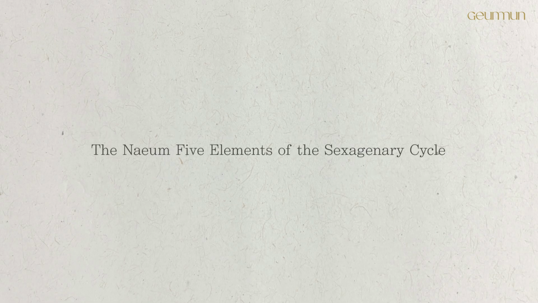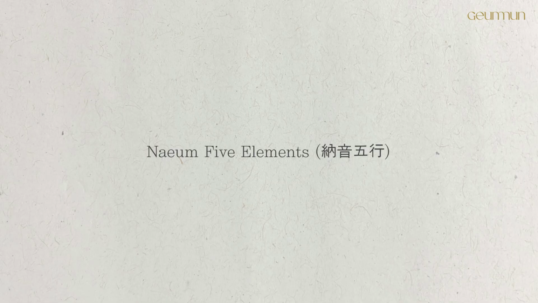Volume 1, Section 3-7, the Naeum 5 elements of the sexagenary cycle. The Naeum 5 elements is a system that assigns a specific elemental designation to each of the 60 combinations in the sexagenary cycle, thereby creating a more detailed classification within the 5 elements.